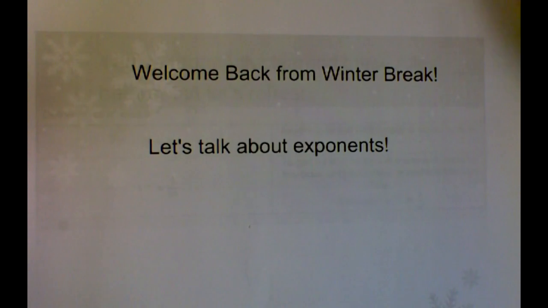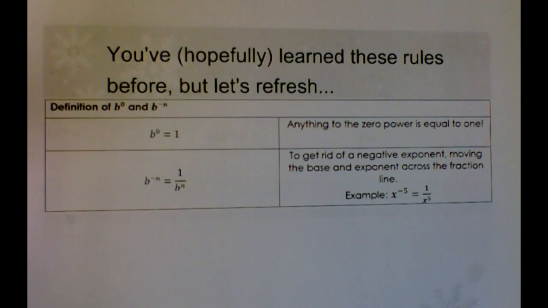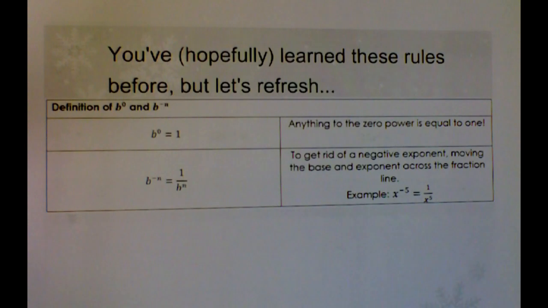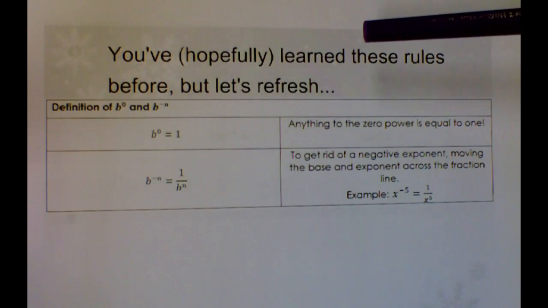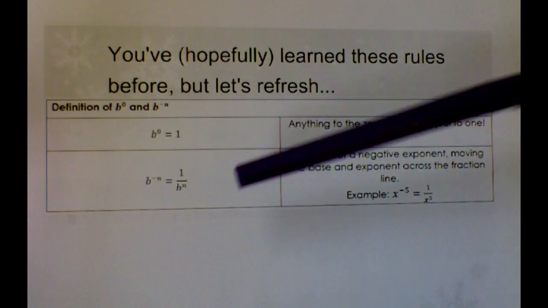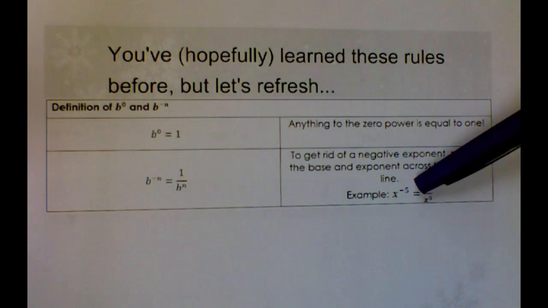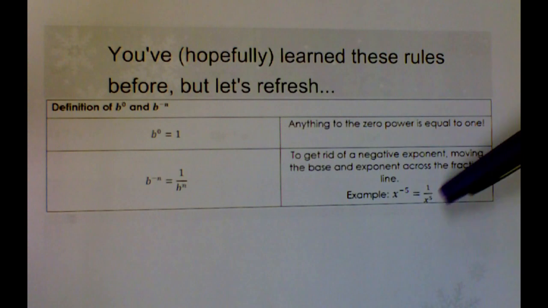All right, we are going to talk about exponent rules. So hopefully you've learned these rules, but let's refresh. Any base to the power of 0 is always 1. Always, always, always. Any base to a negative power can be rewritten as 1 over the base to a positive power. So to get rid of a negative exponent, moving the base and the exponent across the fraction line is how we do it. So x to the negative 5th power is actually 1 over x to the 5th power.